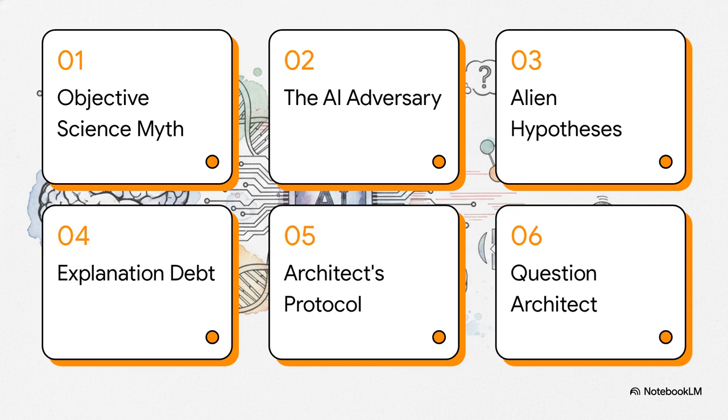Here's our agenda for today. First, the illusion of objective science. Second, AI as the scientific adversary. Third, embracing alien hypotheses. Fourth, surviving explanation debt. Fifth, the architect's protocol. And finally, becoming a question architect. All right, let's get right to it.